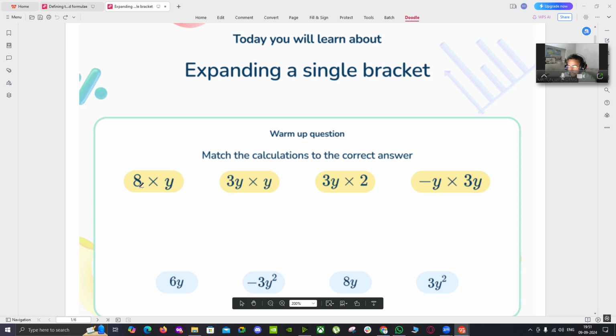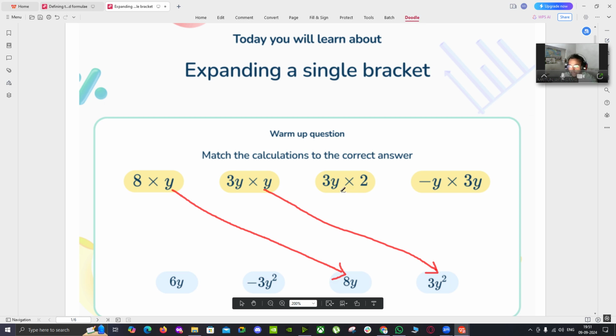First, we have 8 times y. In algebra, this simply means 8y. So here is the option 8y. And the second one, we have the expression 3y times y. So here 3 is the coefficient, and we have y, a variable, and the same variable here, which are being multiplied. So when we multiply the same variables, they get squared. So 3y times y will be simply 3y squared.